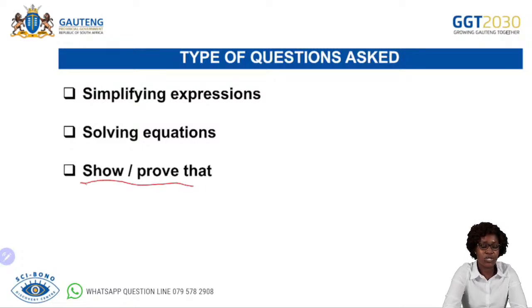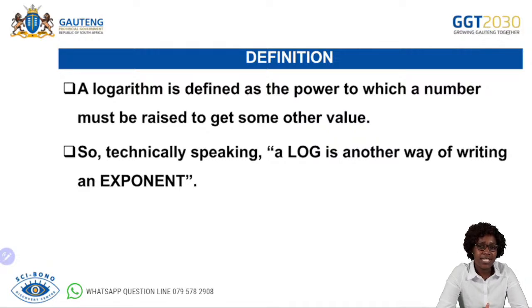I particularly like the show and prove because you already have a solution. All you need to do is show us the steps that you need to arrive at the solution. Like I indicated before, a logarithm can be defined as the power to which a number must be raised to get some other value. But some of us are already wondering what this means. In other words, a logarithm is another way of writing an exponent. I believe in the last lesson, when we were working with exponents, all of us got to know, if we didn't know already, what an exponent is.